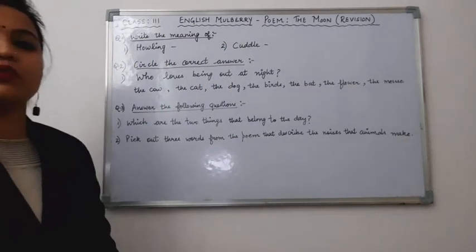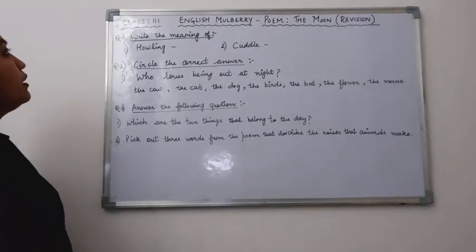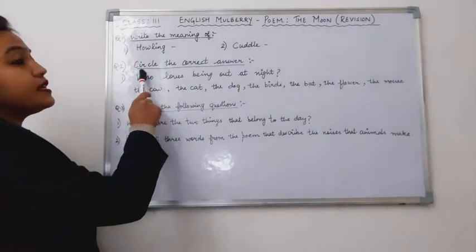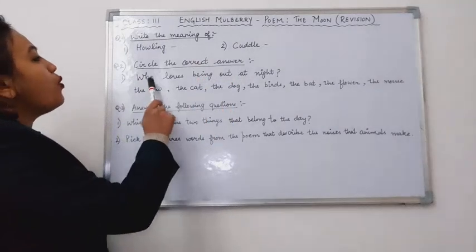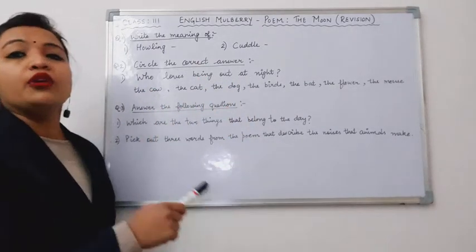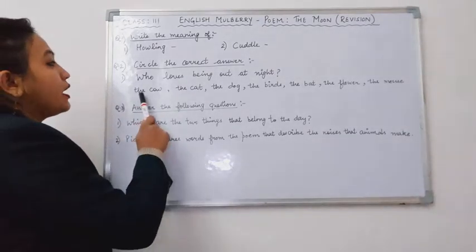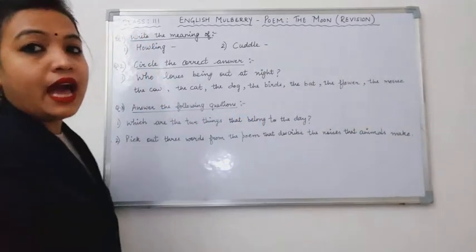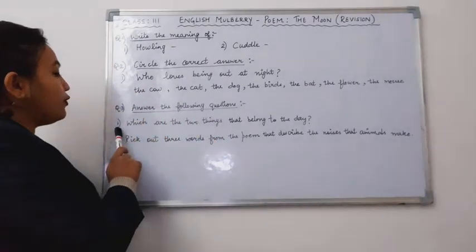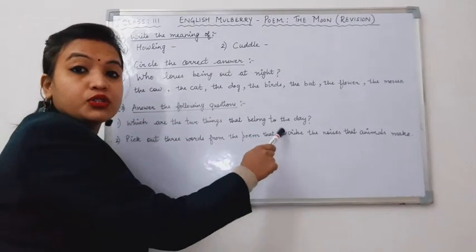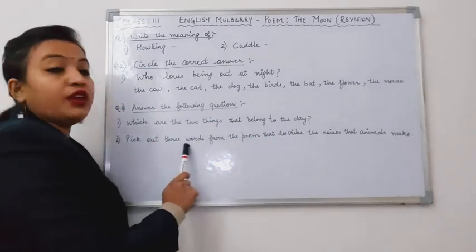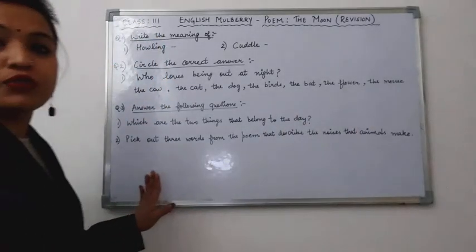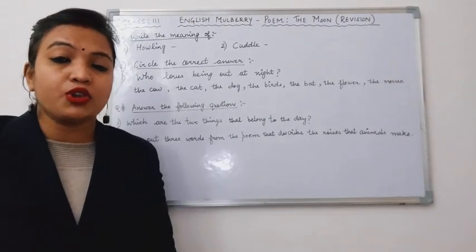So this is a small worksheet for you. I am repeating those questions. First, write the meaning of howling and cuddle. Question number 2, circle the correct answer: who loves being out at night? The options are the cow, the cat, the dog, the birds, the bat, the flower, the mouse. The last question is, answer the following questions. First, which are the 2 things that belong to the day? And second, pick out 3 words from the poem that describe the noises that animals make. You have to complete this worksheet in your English copy.